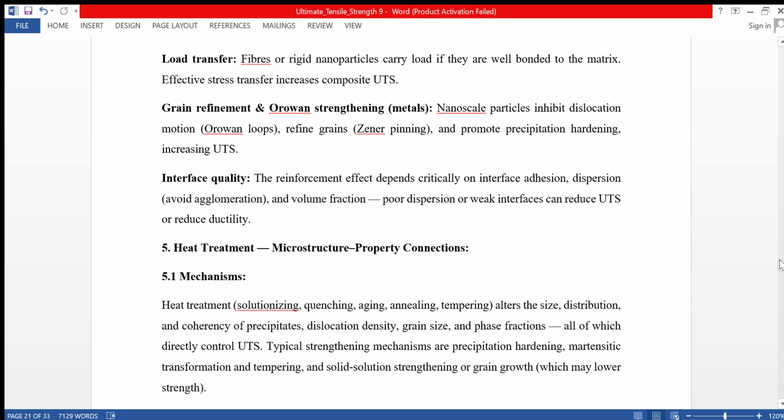Poor dispersion or a weak interface can reduce UTS or reduce ductility. Heat treatment mechanism. Heat treatment alters the size, distribution, and coherency of precipitates, dislocation density, grain size, and phase fraction, all of which directly control UTS. Typical strengthening mechanisms are precipitation hardening, martensitic transformation and tempering, and solid solution strengthening. Grain growth may lower strength.